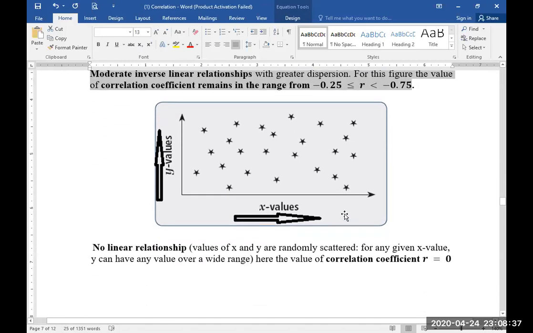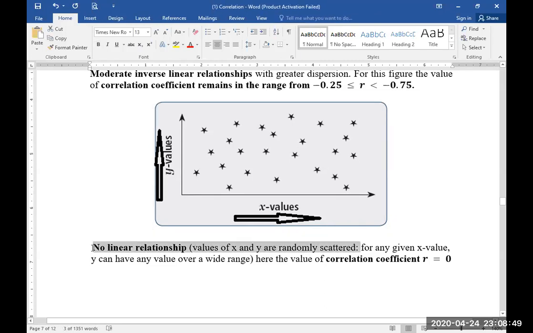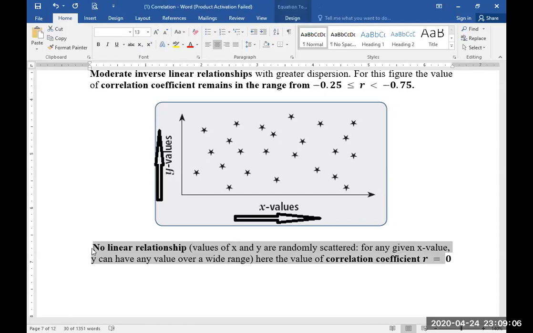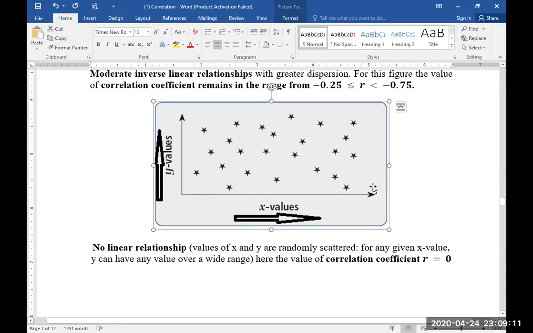Now, compare this figure with the previous figures. This figure characterizes no linear relationship between x and y variables. Values of x and y are randomly scattered; for any given x value, y can have any value over a wide range. Here, the value of the correlation is 0, because there is no linear relationship either from the positive side or from the negative side.